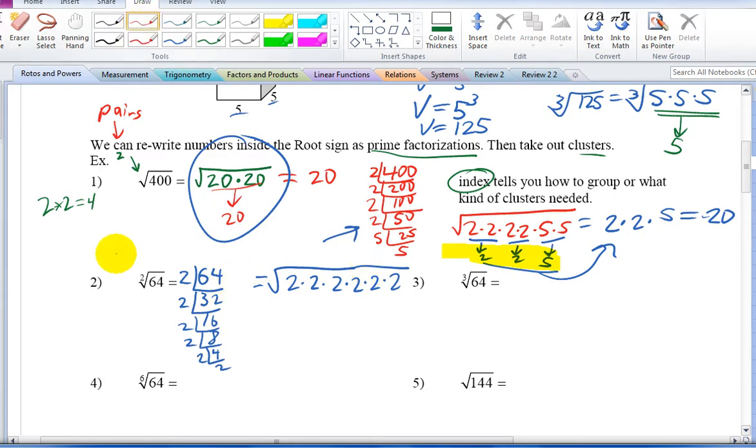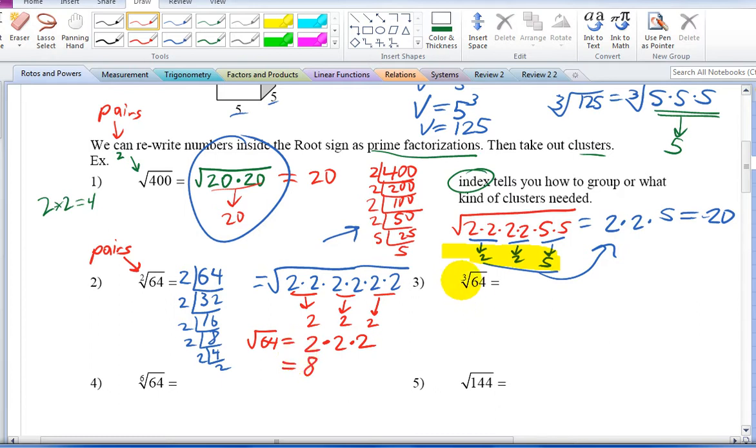So, again, the index is a 2, so we're looking for pairs. Here's a pair, here's a pair, here's a pair. Take them out. Okay. So the square root of 64 equals 2 times 2 times 2. What is that? 8. Okay. So we're practicing this method for all those harder questions.